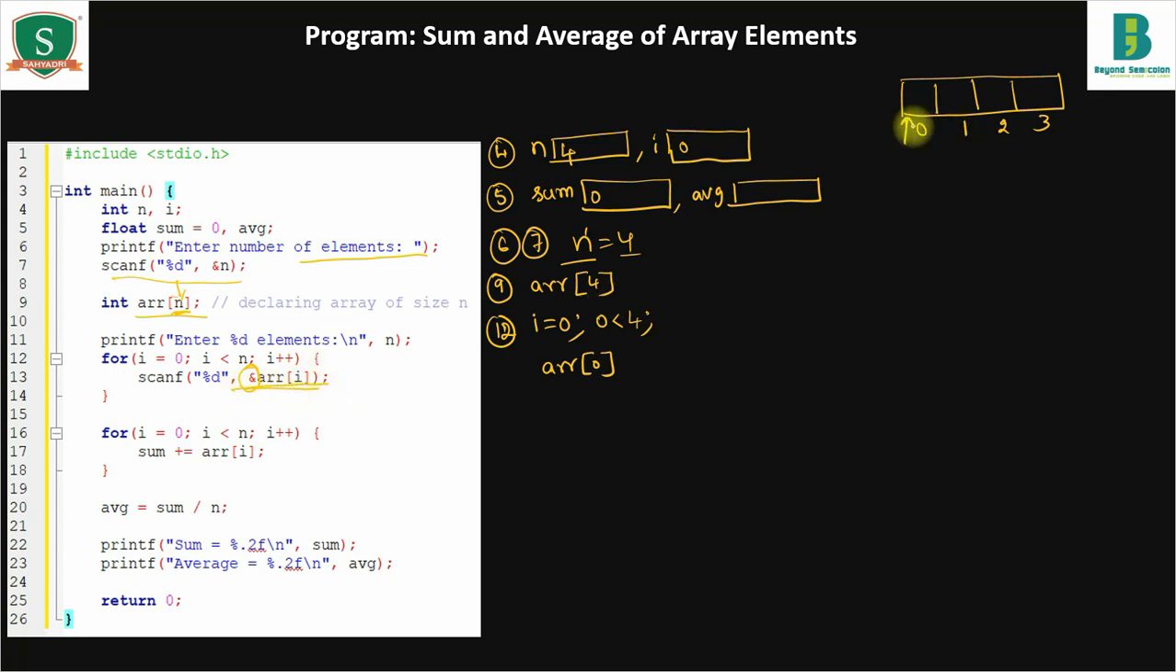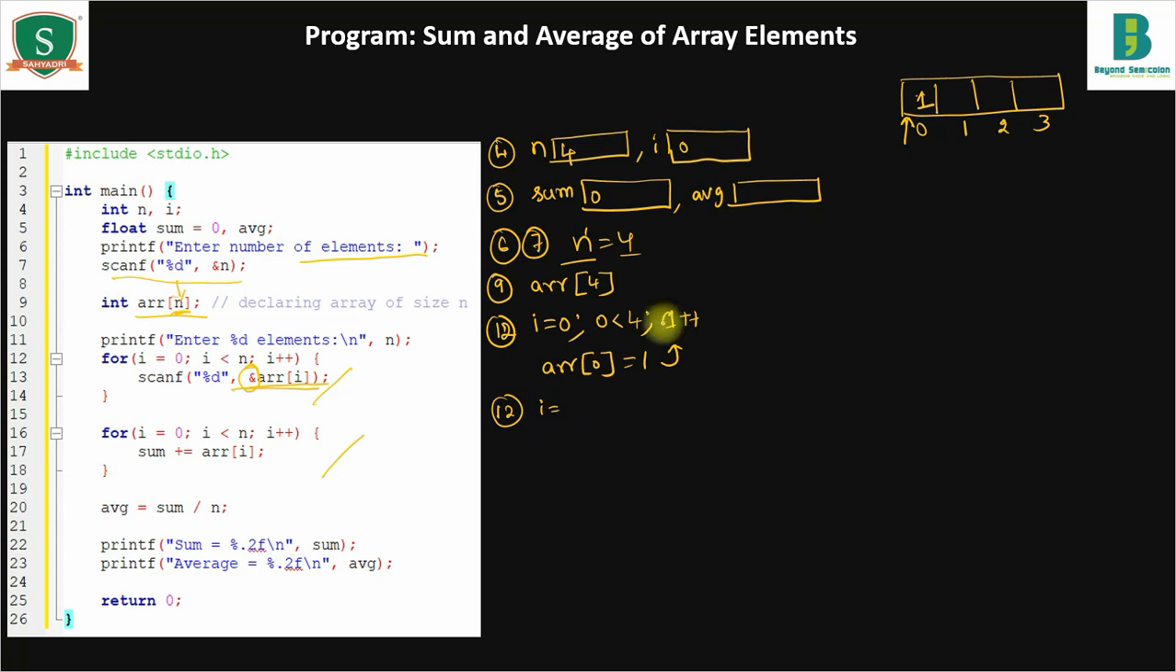Address of array of I is nothing but a of 0. Now consider the user gives input as 1. The array is updated with 1. Next, I plus plus, that is 1 plus plus. See, by watching this video, not only the arrays concept, you will get clarity on how a for loop works also. Then, since we are running in the loop, the 12th statement executes again.